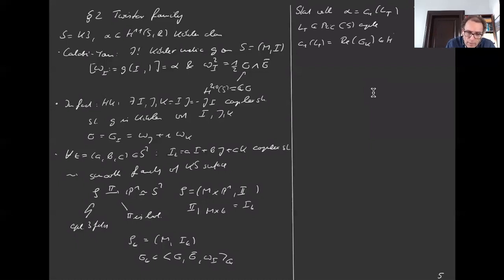In particular, it has no contribution to the (1,1) part on the fiber S_K. So it's not (1,1), and that means L_t does not stay holomorphic as a line bundle on all the fibers. Okay, so let's look at the orthogonal complement of L_t.